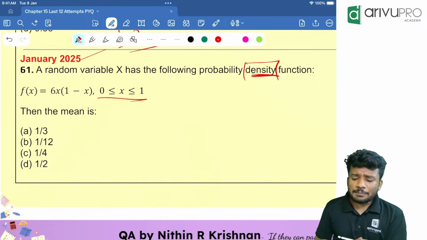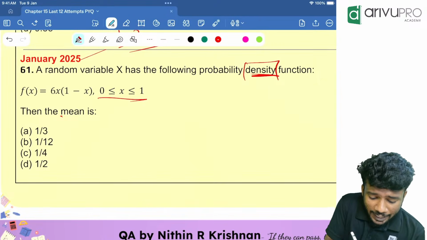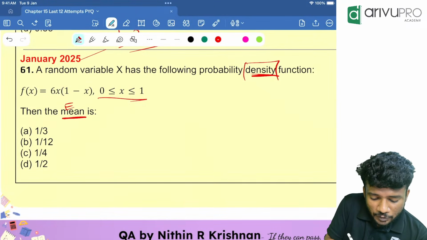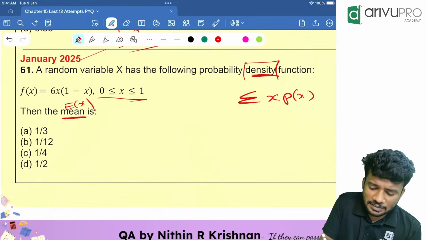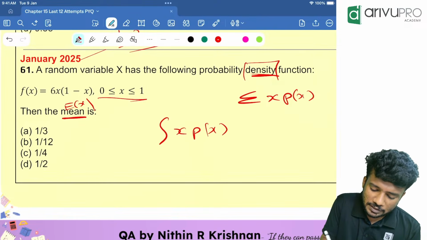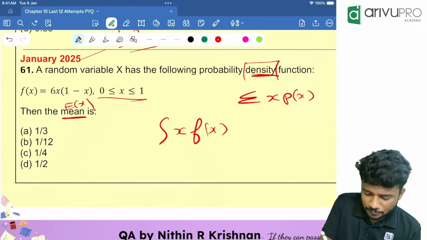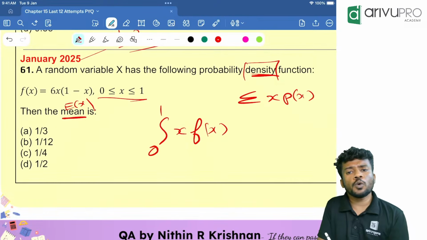People, when probability density functions are involved, in order to find the mean or expected value, E of x, what is the method you can do? Usually we will take summation of x into P of x, right? When it is a density function, you can take it as the integral of x into f of x, since it is a density function. So from what to what? X value is from 0 to 1.